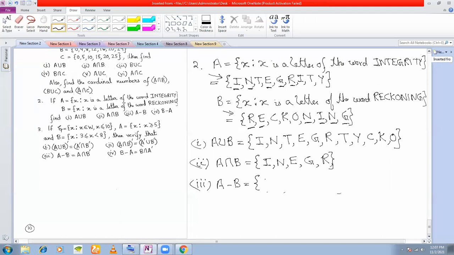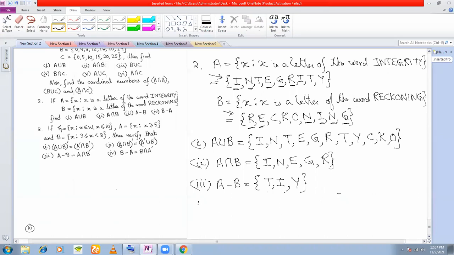So what are the elements that are left? We are left with T, and we are left with I. And T is repeated again, so we don't need to write that. We are left with a Y. So this is A minus B.